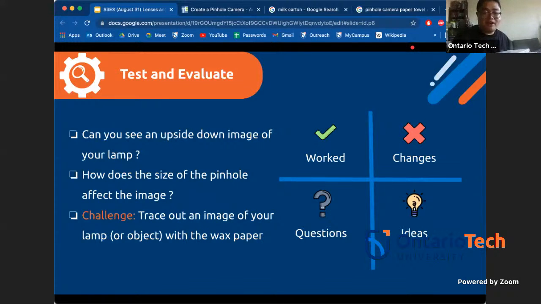If you can trace out your image and send it to us, I would love to see what objects you've used to view with the pinhole camera. Does anyone have any questions, concerns?